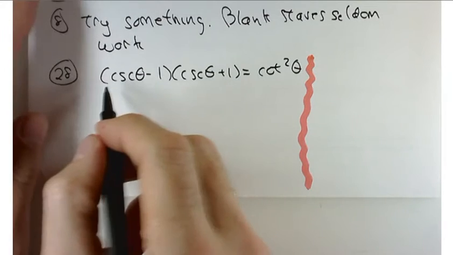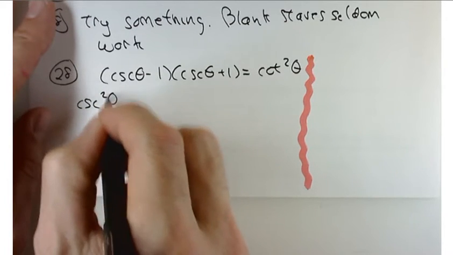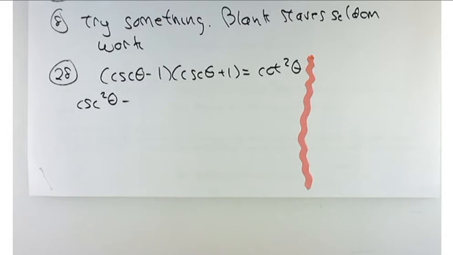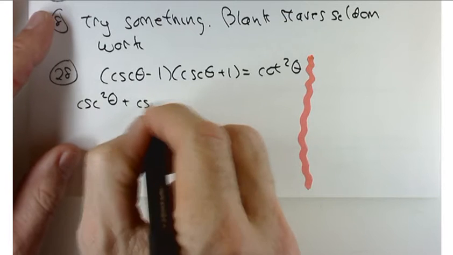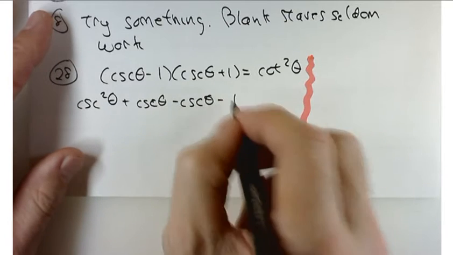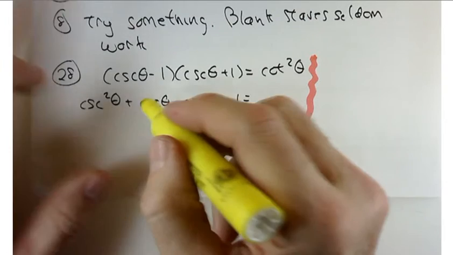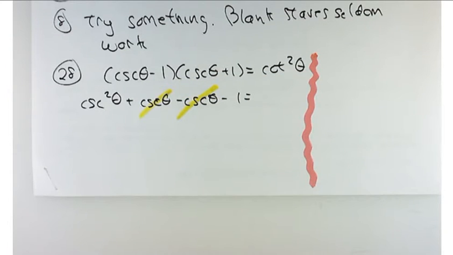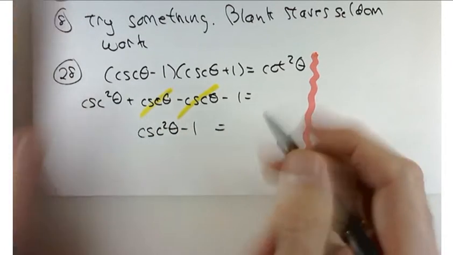All right. Suppose you FOILed this out. Cosecant of theta times cosecant of theta is cosecant squared of theta. Plus cosecant of theta minus cosecant of theta minus 1. Now you're still just working with the left-hand side. Is there anything that we can do here? So it's cosecant squared of theta minus 1. Still just working with the left-hand side.